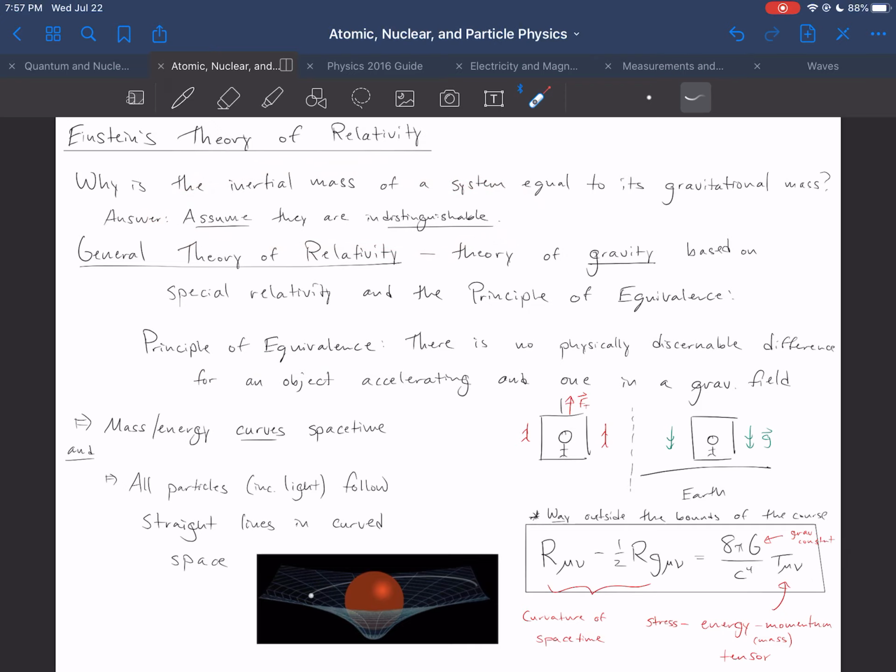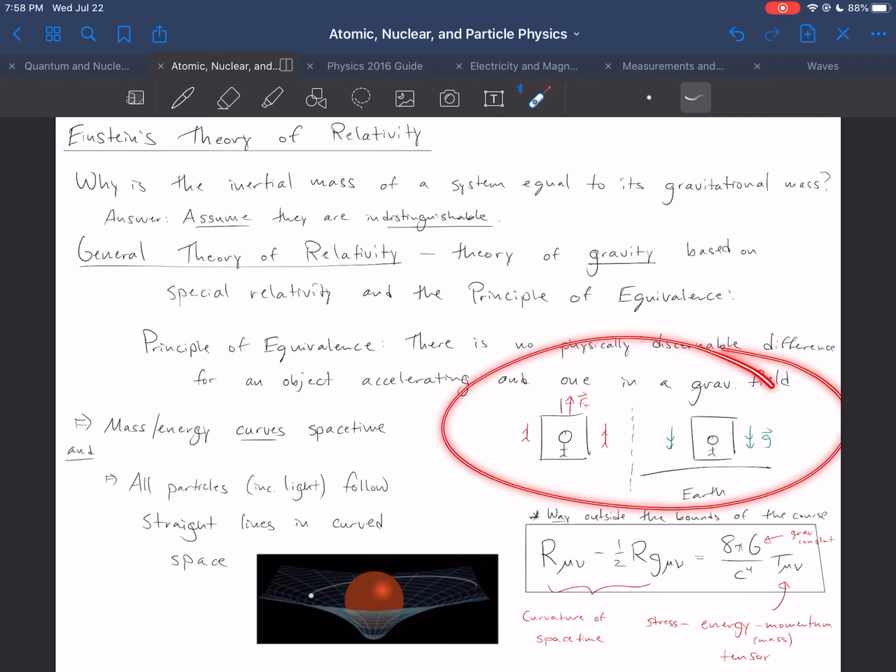The principle of equivalence, which is in many ways just a rephrasing of this idea, is that there is no physically discernible difference between an object accelerating and one in a gravitational field. That is, the things that cause objects to move as if they are under the presence of gravity look exactly the same as the things that cause an object to accelerate, and the effect on the object is the same.